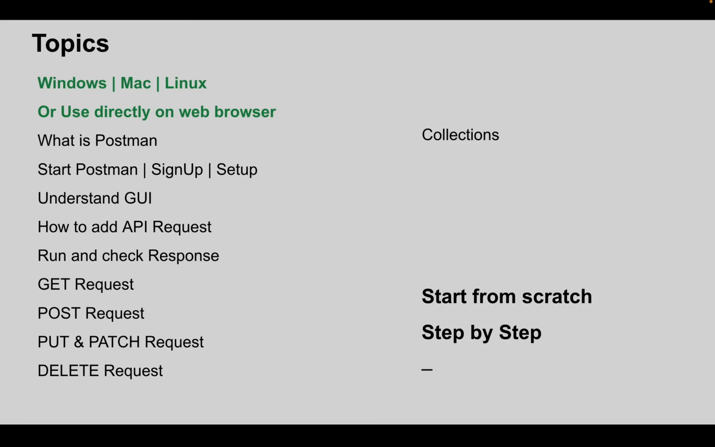Then we will move to collections. We will learn what are collections in Postman, how do we create collections, how do we manage collections, and the different features of collections in Postman. Then we will go to variables. We will learn what are variables, how do we create variables, how do we use variables, what are the different sections we can create variables, and what are the scopes of variables.